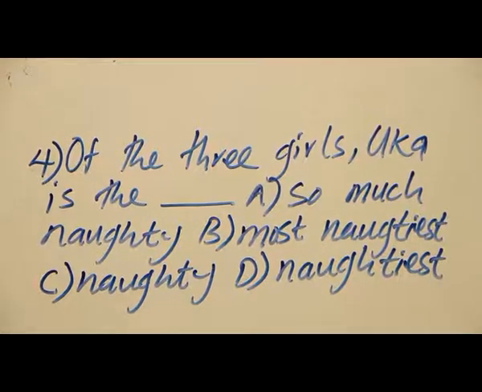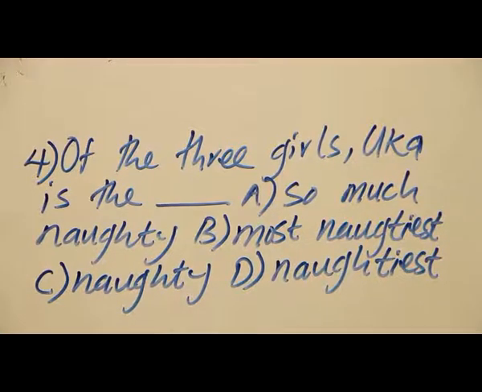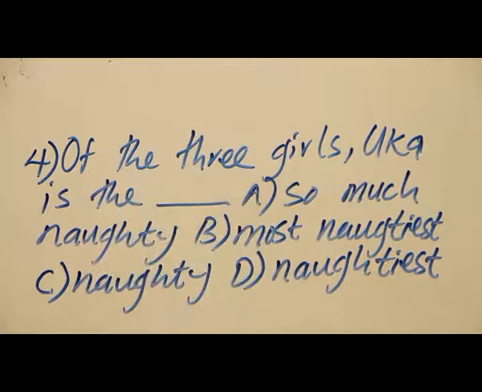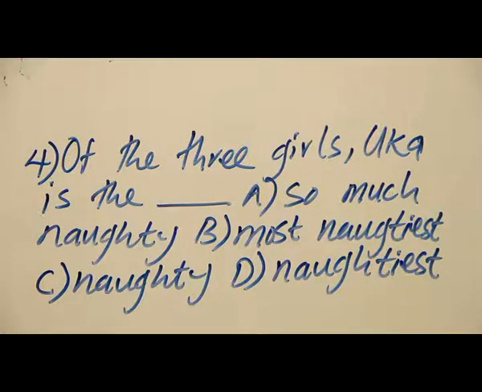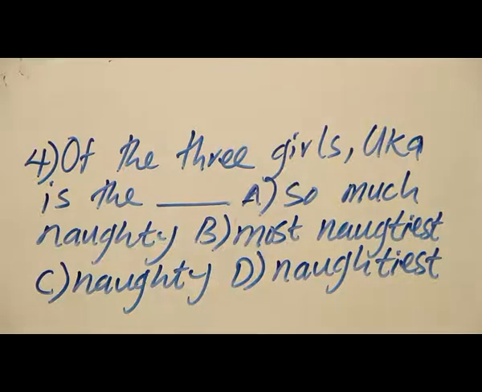Question number 4. This question is on comparative and, actually, superlative adjectives. Of the three girls, meaning more than two, so it can't be comparative. Ukaa is the dash. Of the three girls, Uka is the dash. Now, should we say, of the three girls, Uka is so much naughty? No, that is way out. That construction is very clumsy. So option A is out.